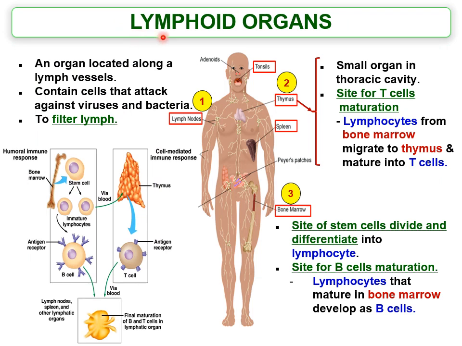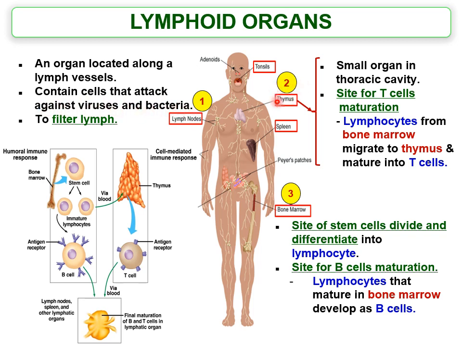The next two slides are about the role of lymphoid organs. There are 5 lymphoid organs in immunity, such as thymus, spleen, tonsil, lymph nodes, and bone marrow. Number 1, lymph nodes. Lymph nodes are organs located along lymph vessels. The function of lymph nodes is to filter lymph because they contain cells that attack viruses and bacteria.